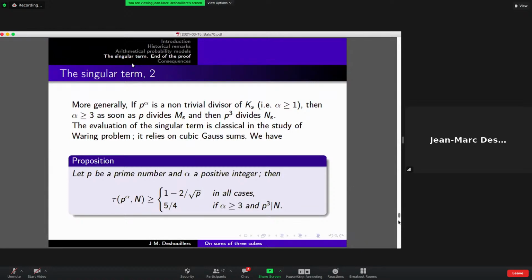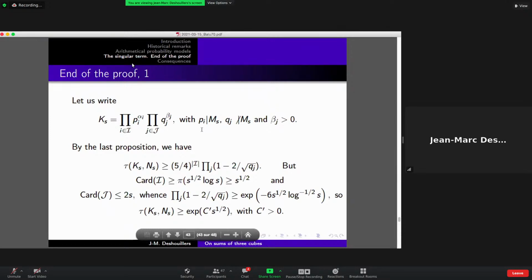Of course, it is less than 1, but it is also close to 1. So, I'm not going to go into this, but you write Ks as the product of the primes which divide Ms, and so they occur at the cube factor, and something which is just positive. You don't care whether they are at the cubic factor or not. You have the phenomenon I was telling you, 5/4 times something important here, which is the number of terms here, and the product of 1 minus 2 square root over square root of qi, but you don't have that many of them. And so tau of ksns is larger than exponential of s to the 1/2 with a positive s.